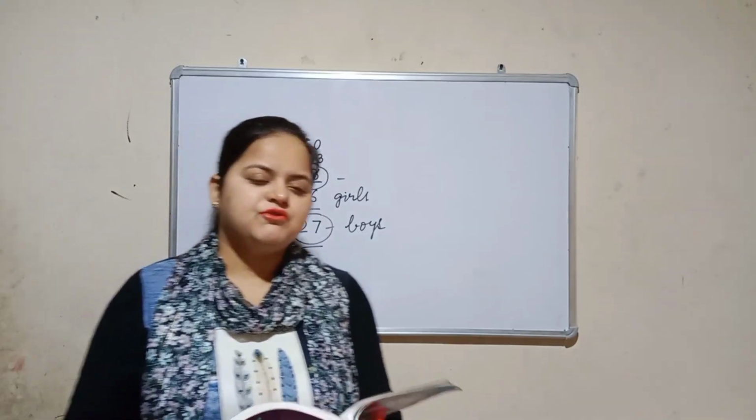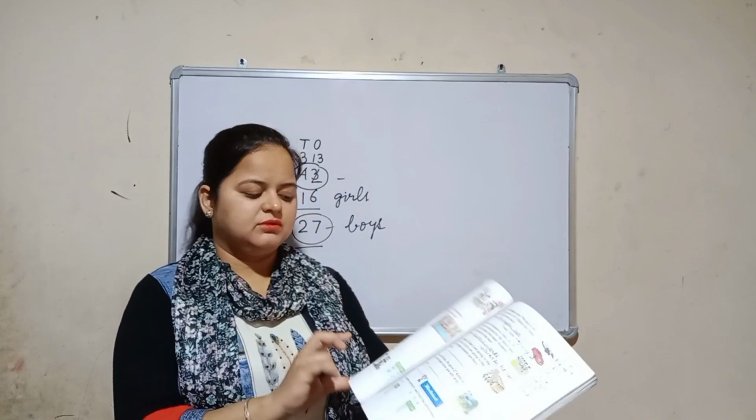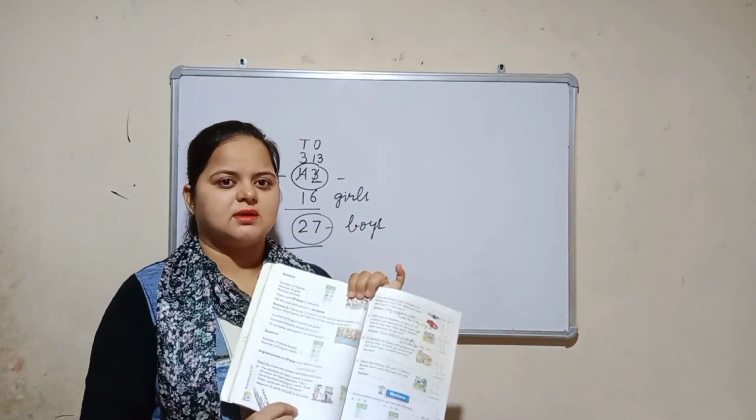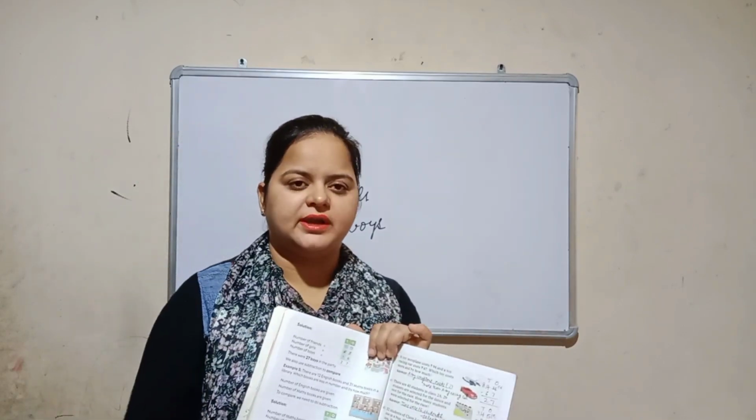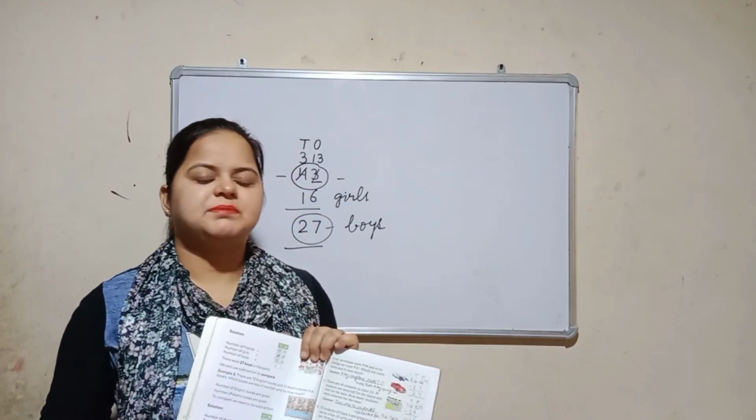So, if we have two numbers in one story based sum and the third number we have to find out, then we will do subtraction.